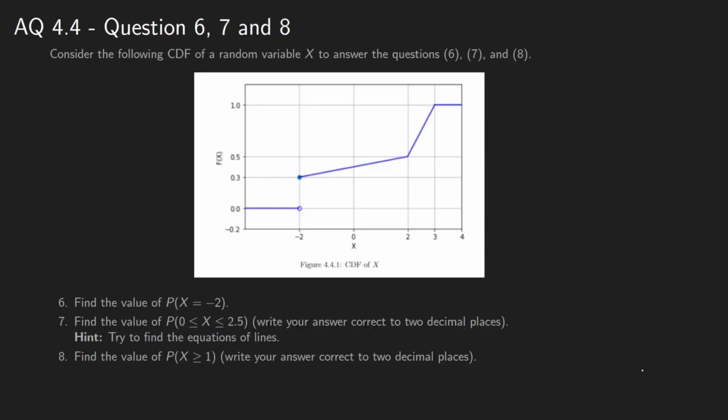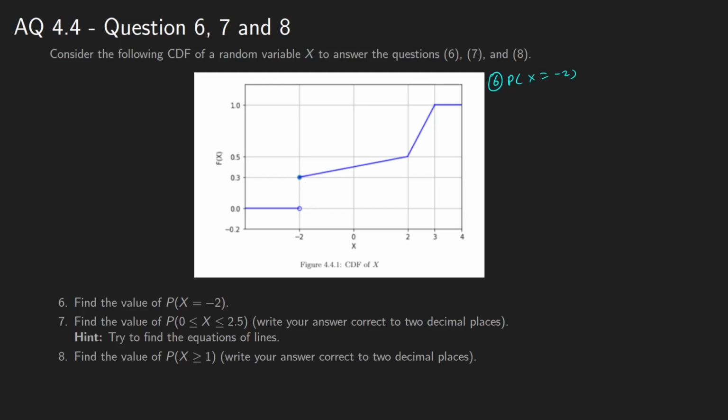So these are the questions 6, 7 and 8 from activity question 4.4. These questions all use the same data. Here we have been given a CDF of a random variable x, and we have to find the value of the probability that x will take value -2. So for the sixth question, we have to find the probability that x will take value -2.